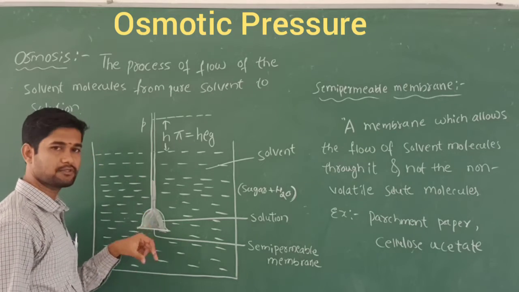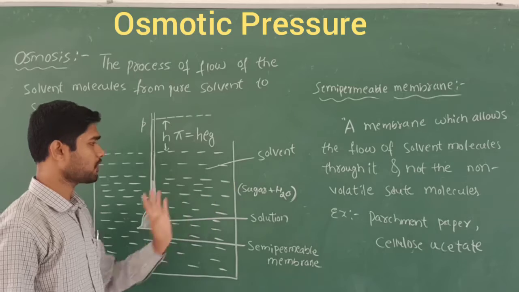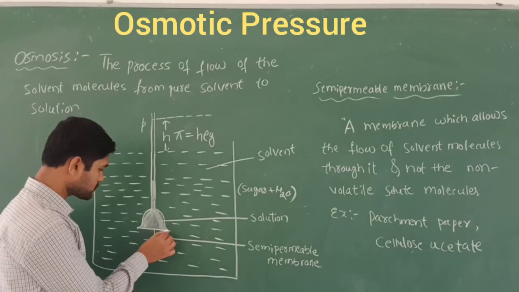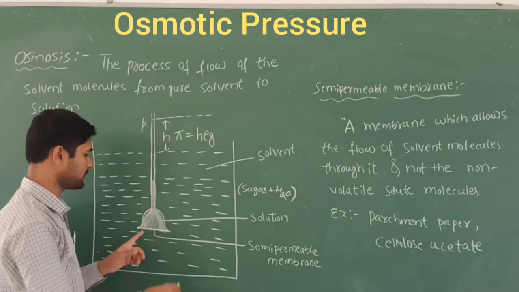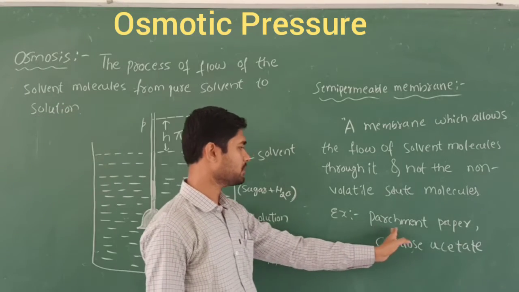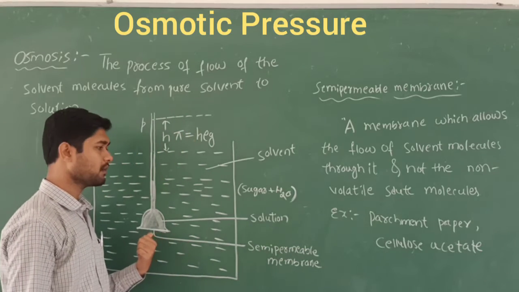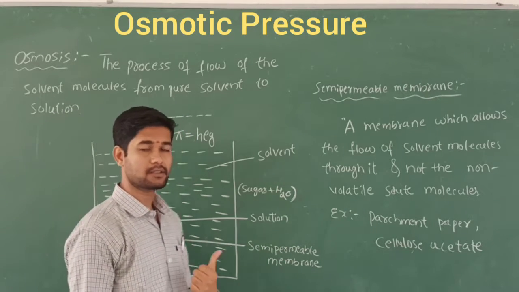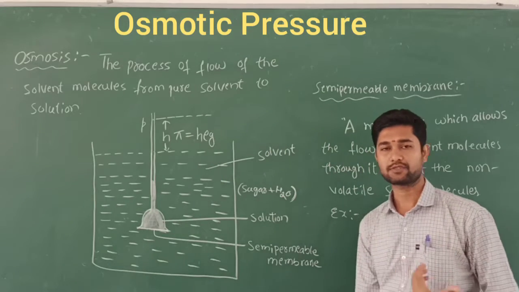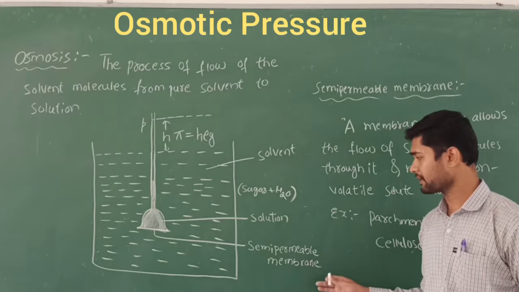This thistle funnel is inverted and immersed in the beaker containing the solvent, that is water. And this is called a semi-permeable membrane. What do you mean by semi-permeable membrane? Let's first take the example. This is made up of parchment paper or cellulose acetate, or you can also use something natural, like a pig's bladder. These are examples of a semi-permeable membrane.